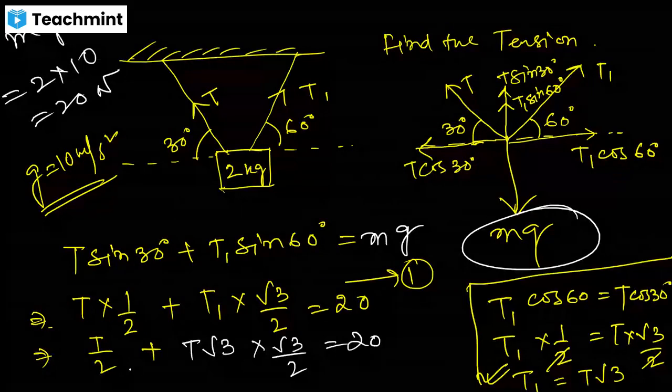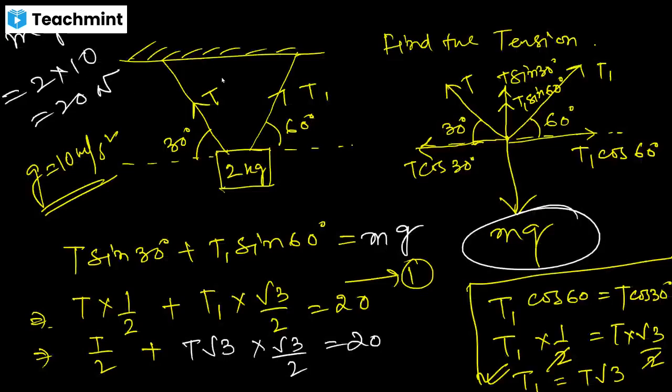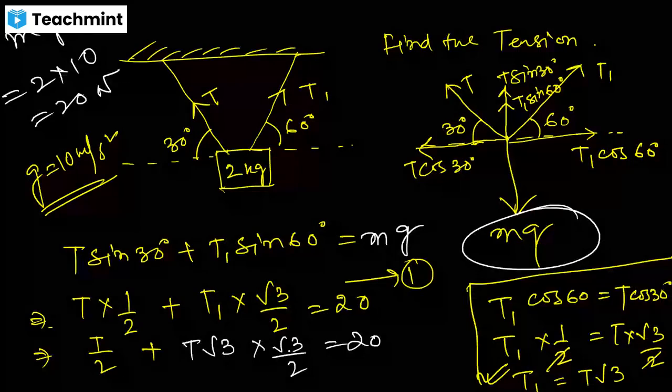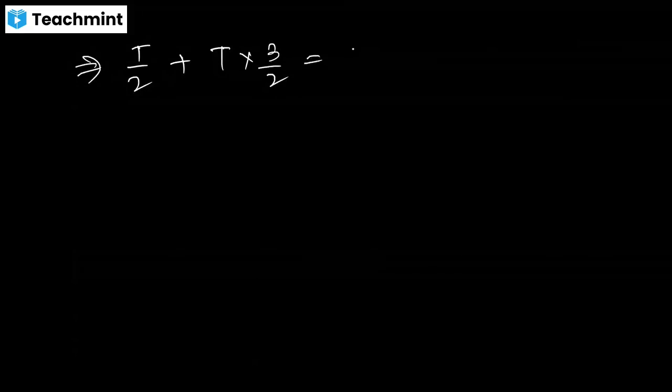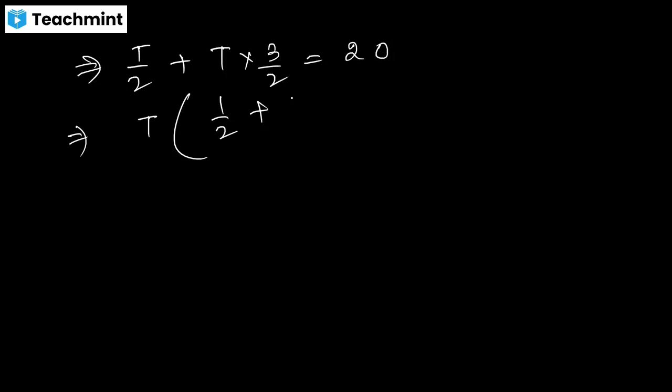Now, up to this much, is it clear? Now let's proceed. This should be T by 2. And this is root 3 into root 3, which is equal to 3. So I can say this is T into 3 by 2, equal to 20. So if I take T as common, this will be 1 by 2 plus 3 by 2, equal to 20.